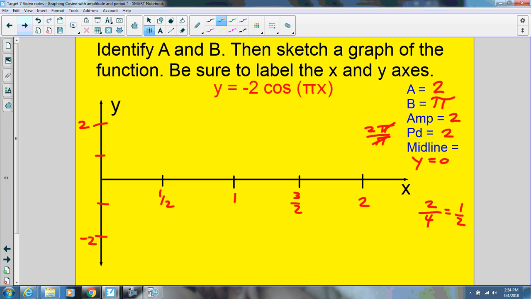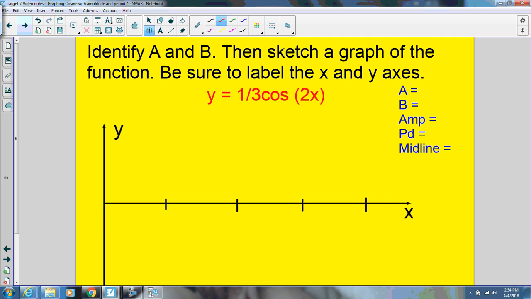All right, so now I'm ready to graph. Usually the cosine starts up at its maximum, but because I have a negative in front, this has been reflected over the x-axis, so it's actually going to start down at its minimum. So there's a sketch of that new transformed function. So take a minute and try this one.